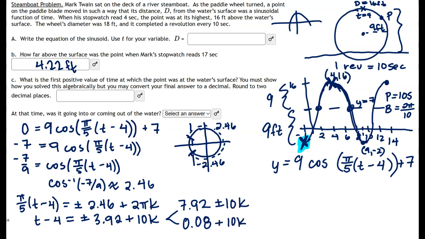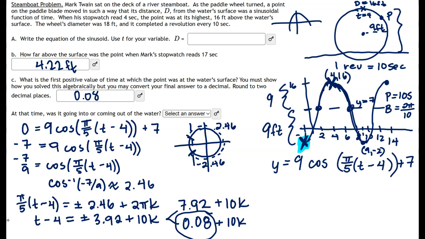And then those are going to both have a plus 10k. Not that it matters because k can be negative, but really we just need to write that. So those are my two choices. That minus 3.92 actually worked out really nicely because I think it got me my first positive value of time. Yeah, that one actually got me my first positive time. So it's a 0.08. So 7.92 is great, but it's not the first time we hit there.